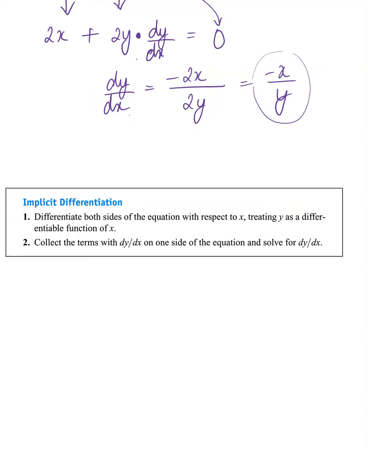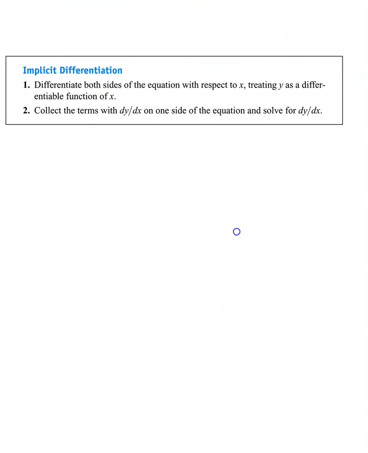So here we have the 2 steps. First, differentiate both sides of the equation with respect to x, treating y as a differentiable function of x. That's the big deal. Meaning, when I say differentiable function of x, when you differentiate y it should be dy over dx. The second step is to collect all the terms with dy over dx on one side of the equation and solve for it. Okay. We'll do some examples so you'll get the hang of it.